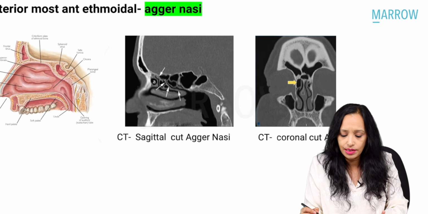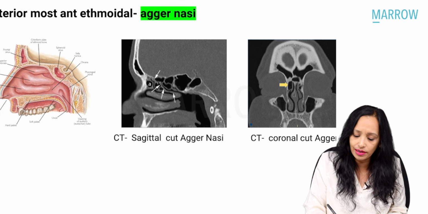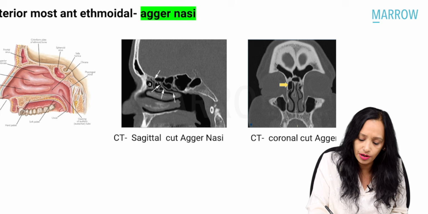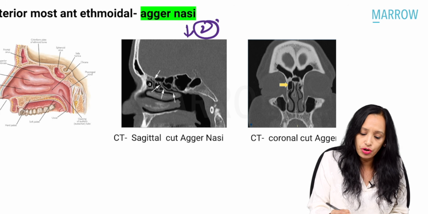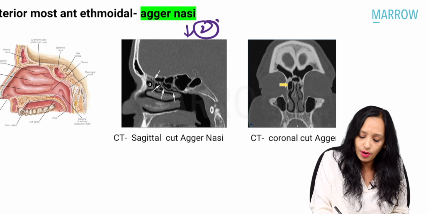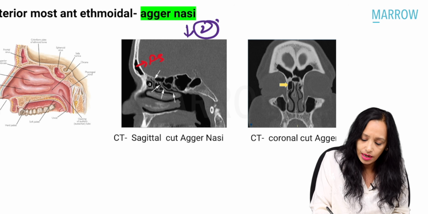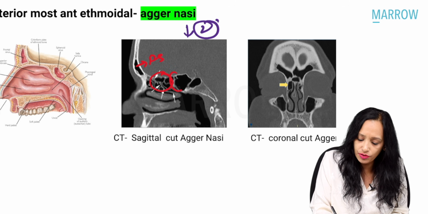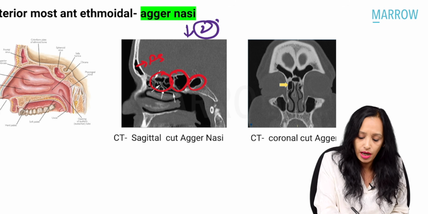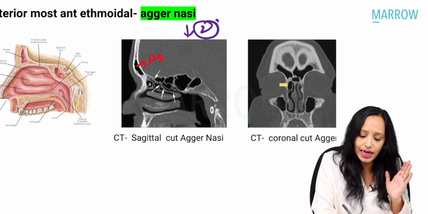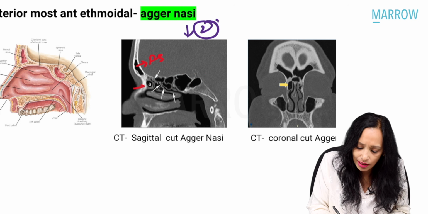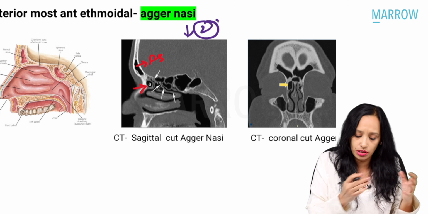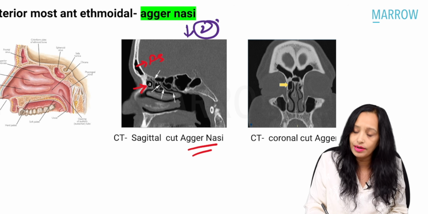Now let us see the CT scan. This is the sagittal cut that you are seeing, the second picture. Now in this, you are seeing the frontal sinuses here. Here we have the anterior ethmoids, we have the posterior ethmoids, we have the sphenoid. So now, which do you think is the anterior-most anterior ethmoidal cell? The one that is here, the anterior-most. So that is the agger nasi.